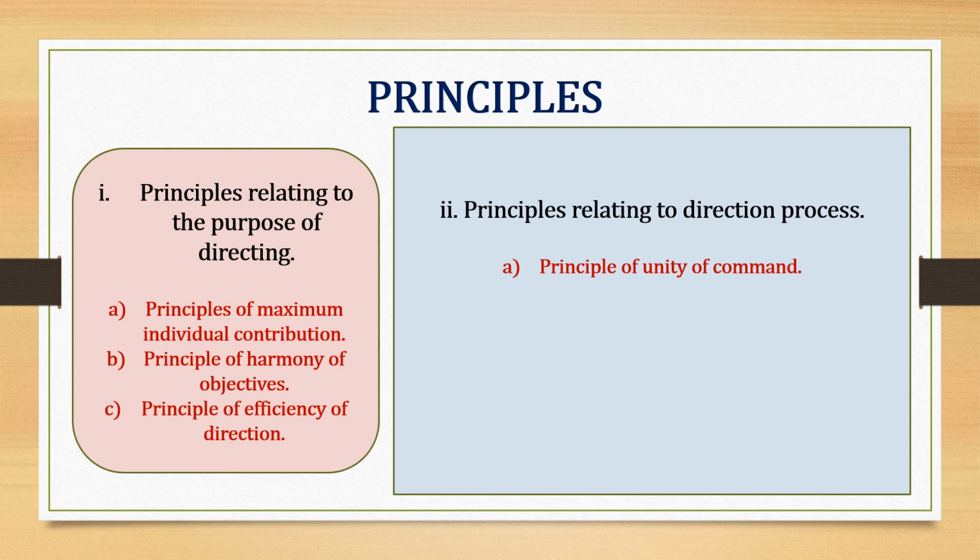The first one is principle of unity of command. We have already discussed this time and again, and I will not elaborate much on this. This simply means that an employee should receive instructions from one superior only. B. Principle of appropriateness of direction technique. By the word appropriateness itself, it is quite easy for us to understand that the right or the appropriate direction technique should be used in every situation. Flexibility is the element here.